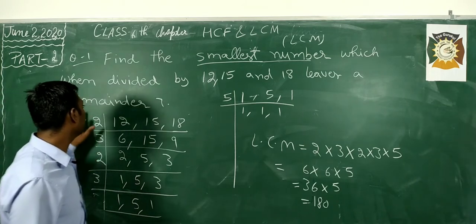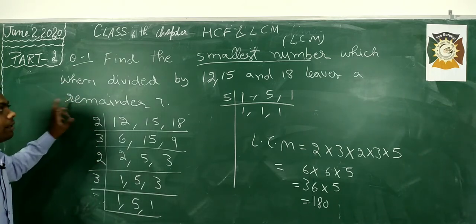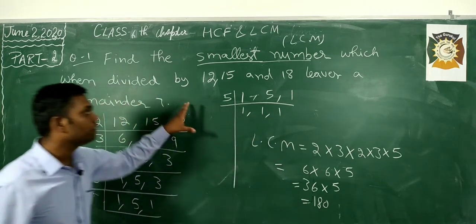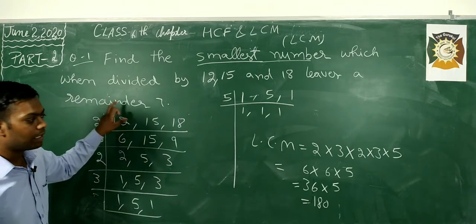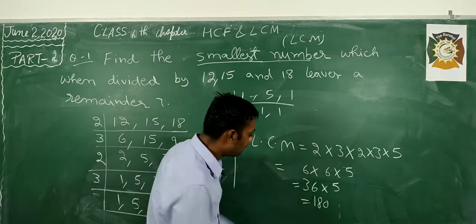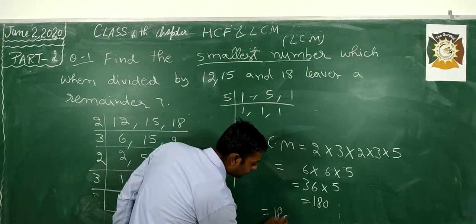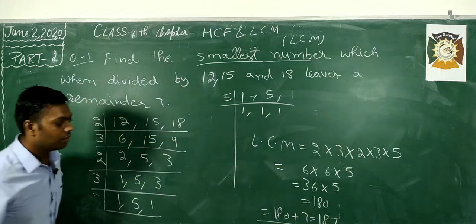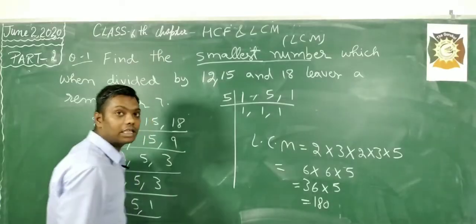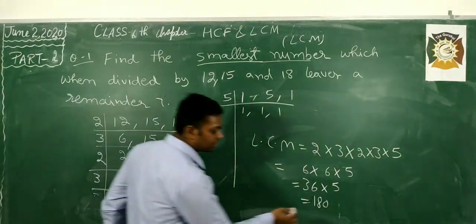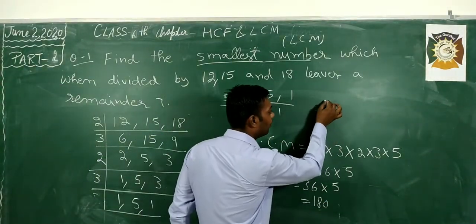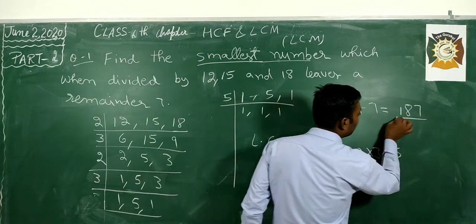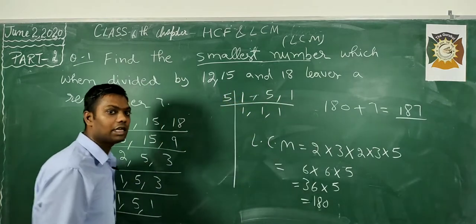Now we have to find a number which when divided by 12, 15 and 18 leaves a remainder of 7. 180 is divisible by all three numbers and we need the remainder 7. So we add 7 to the LCM, that is 180 plus 7, which is equal to 187. So 187 is our answer.